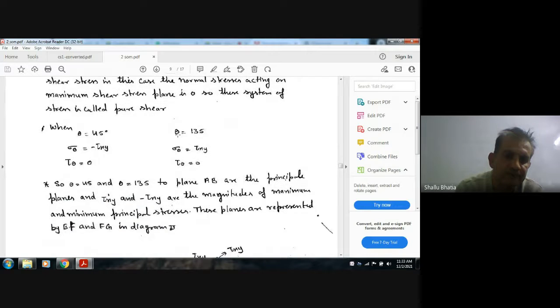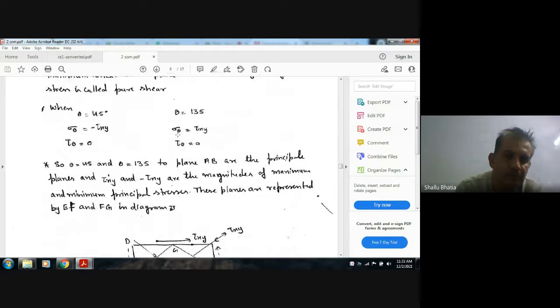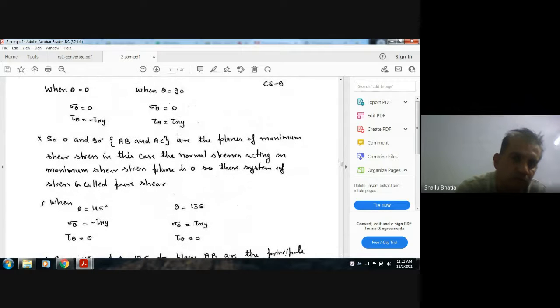So sigma theta is 0 at the planes at 0 and 90 degrees, and it means the shear stresses acting on these planes are tau xy and minus tau xy, by putting theta equal to 0 in the shear stress expression. So these are the maximum and minimum shear stresses.